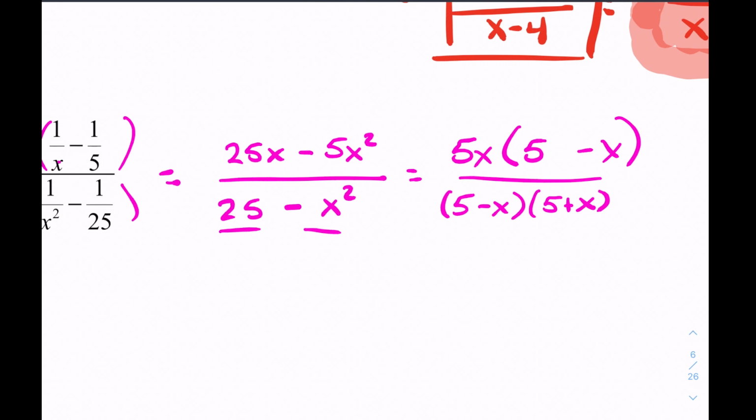Let's write the numerator correctly. 5 minus x. 5 minus x divided by 5 minus x is 1. So we are left with 5x over 5 plus x.